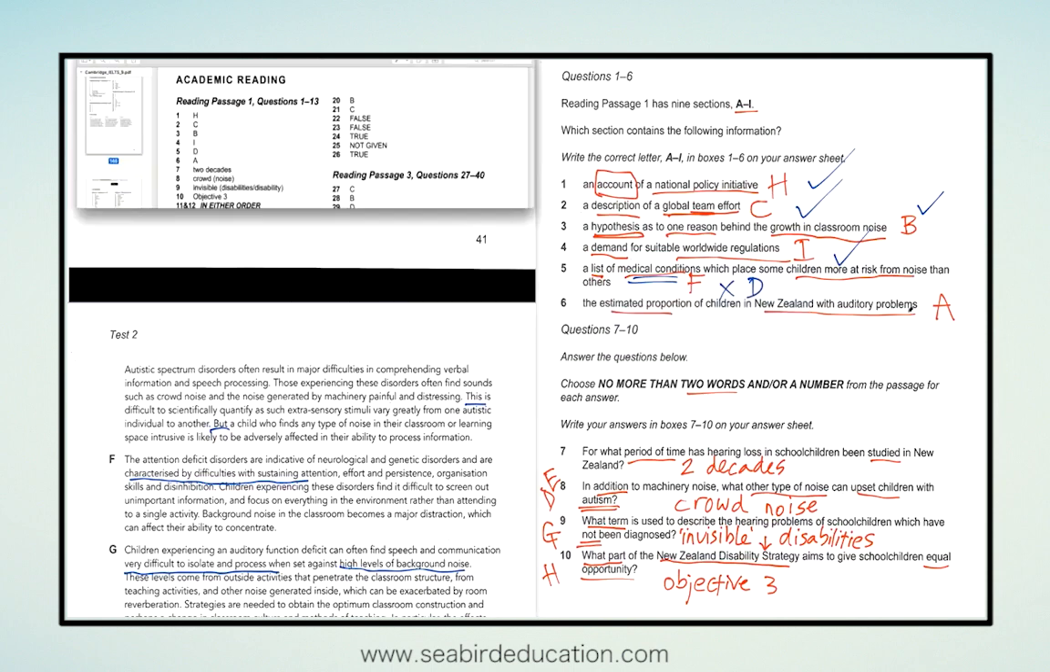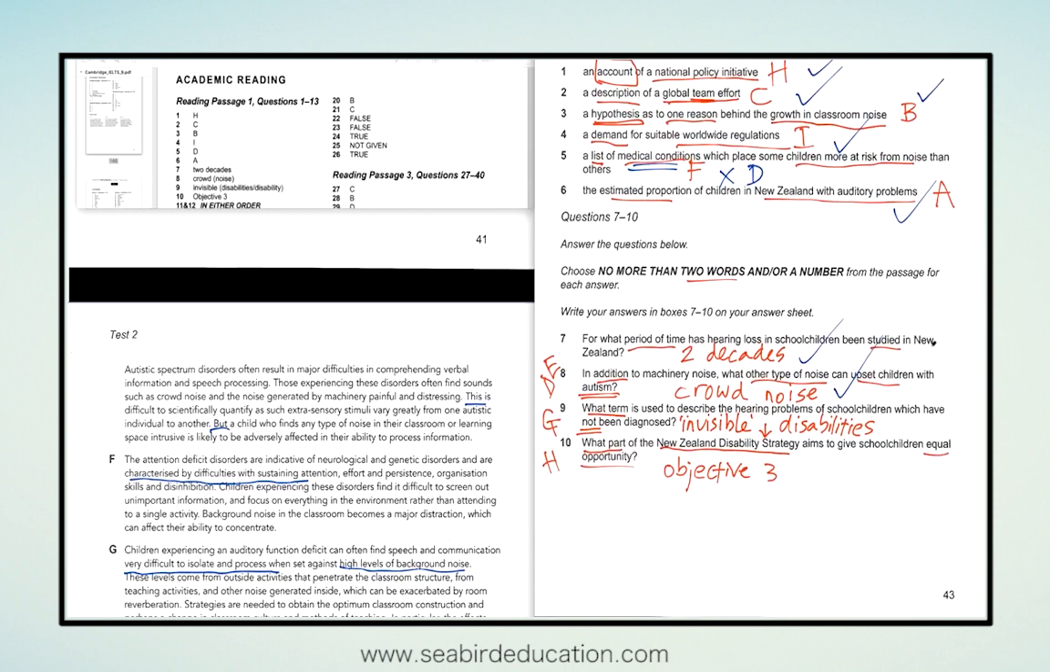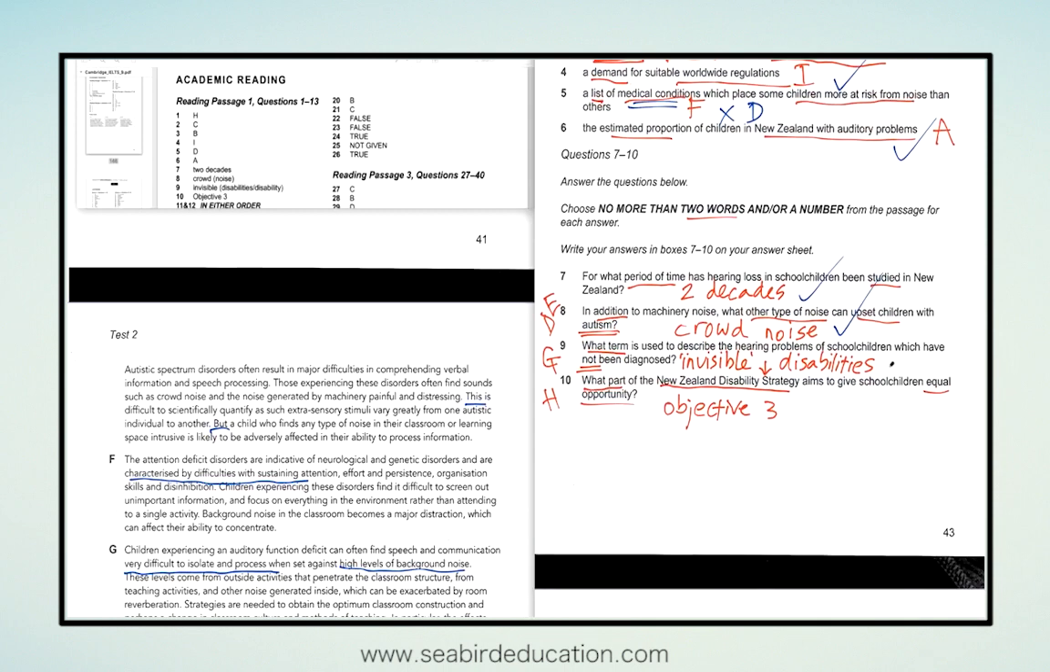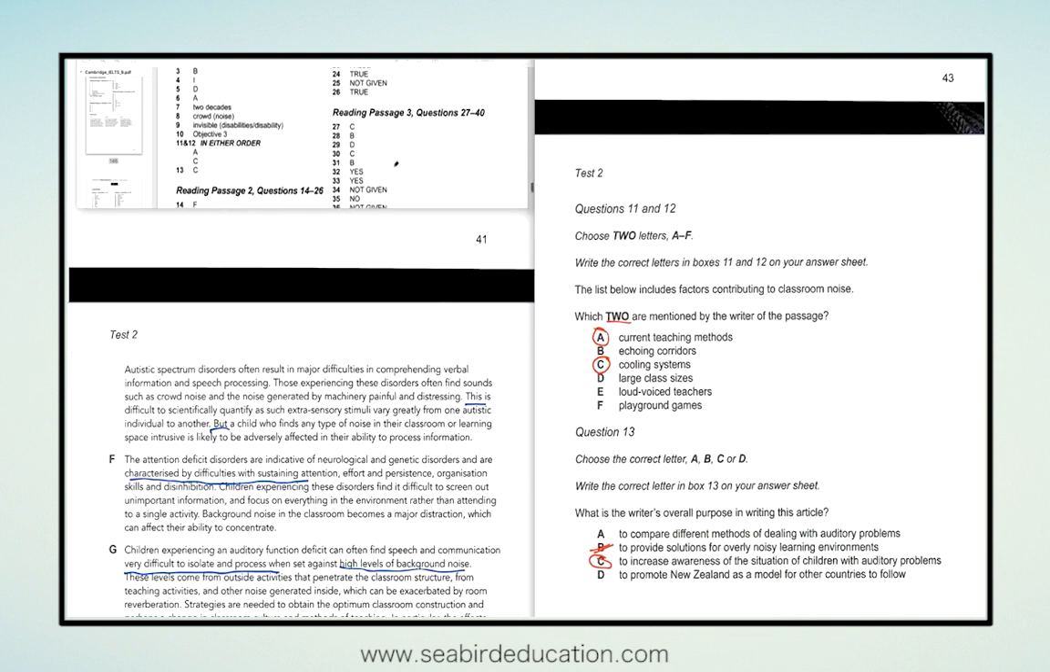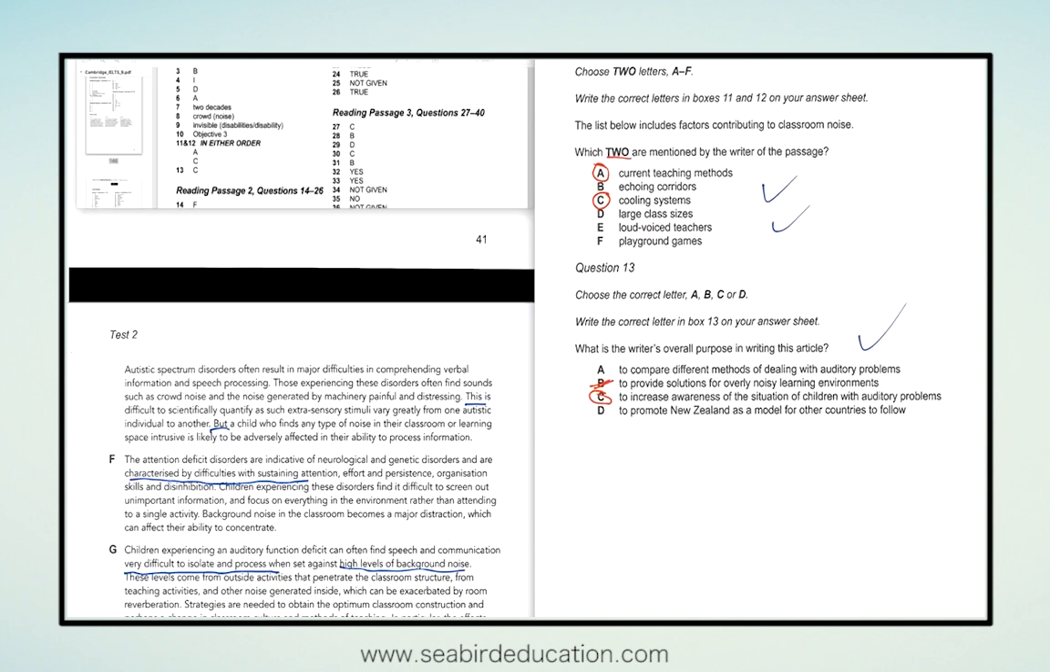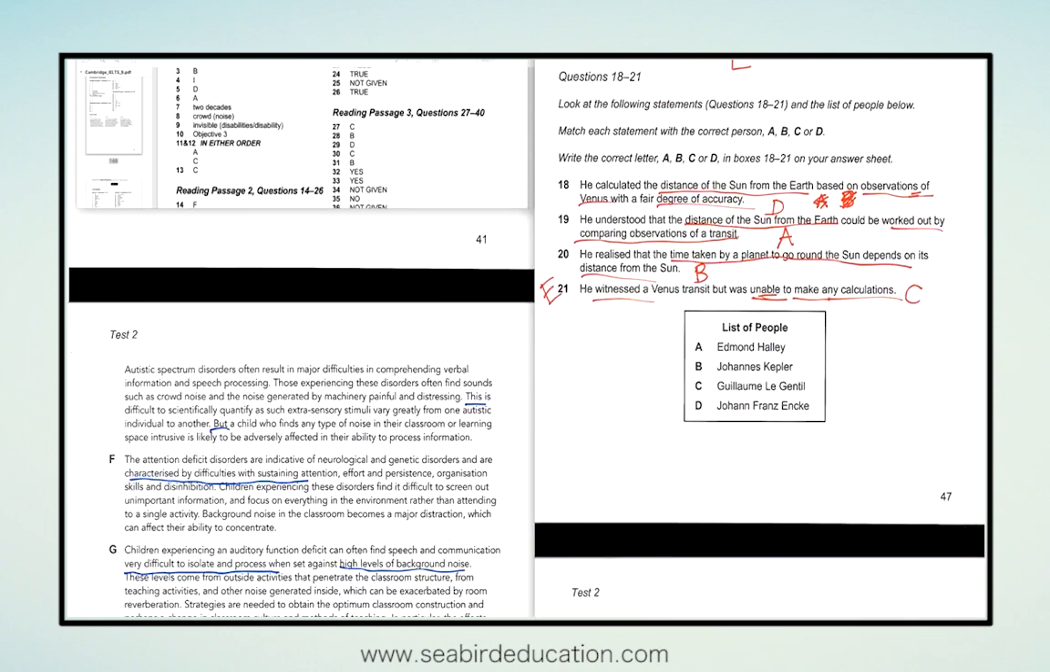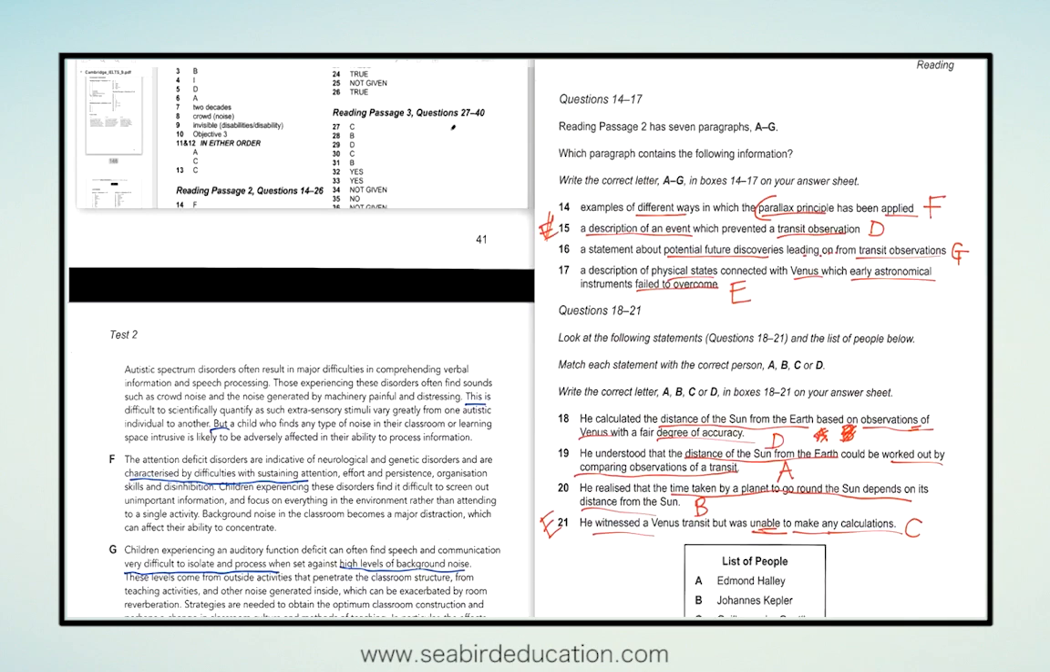The estimated proportion, we've got A is correct. Now we've got two decades, that's fine. Crowd noise, which is fine. Invisible disabilities, which is fine. And objective three, that's correct. Okay. Now we go down to A and C, which is correct. And 13C, which is correct. Yay. All right. And now the next one.